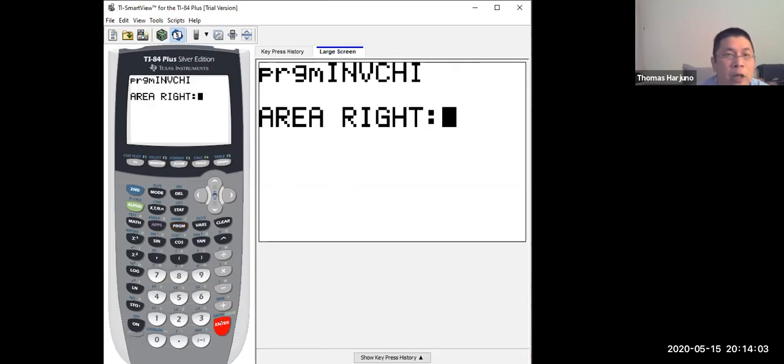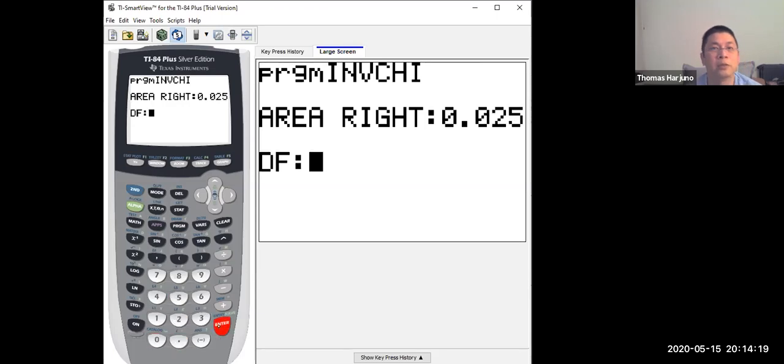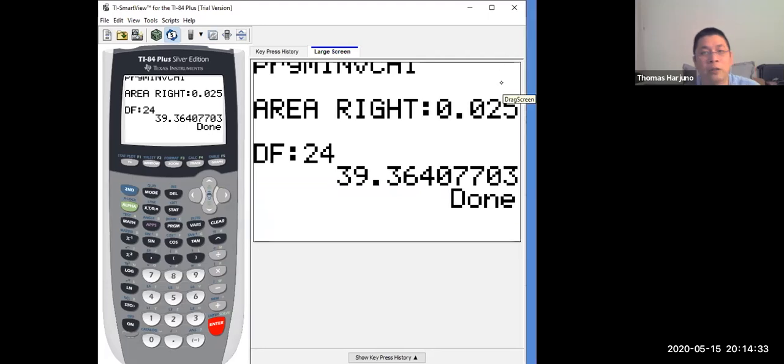Okay, enter. Then what is the area to the right? Going back to my notes earlier, the area to the right for the first question is 0.025. So 0.025, enter. And what is the degree of freedom? 24. Boom. Now, if you see this notation here, it means the processor of that calculator is running.